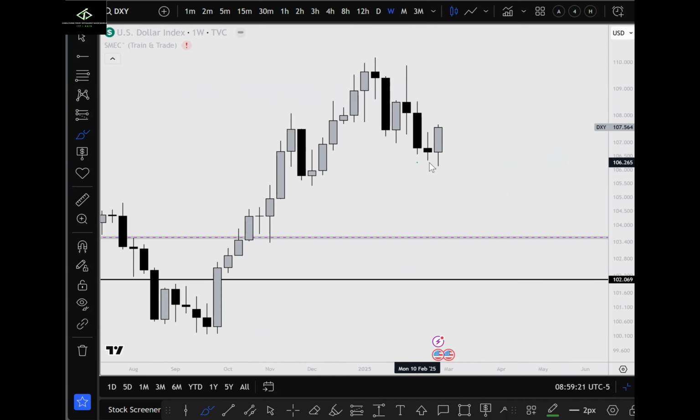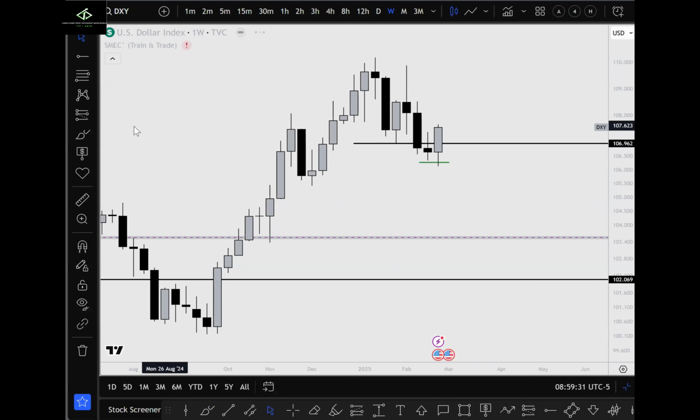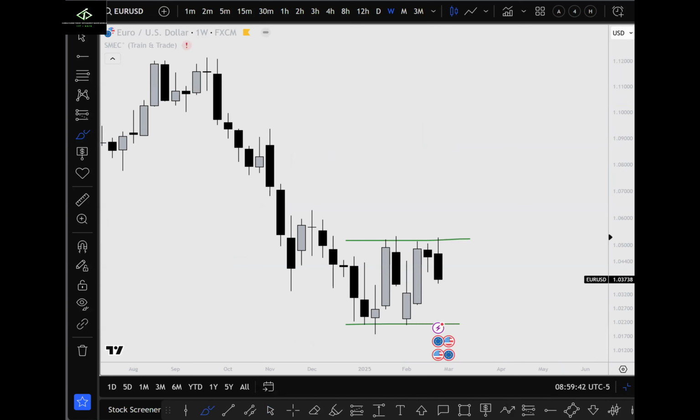We have this weekly engulfing as well, so we kind of push up into the range. On the monthly, we also took out this liquidity pool, and we closed back a bit inside, new monthly candle. So I'll see if the next candle opens, pushes up, and then maybe some sort of expansion move higher. So I'm going to lean towards bullish DXY, bearish euro, and also gold.